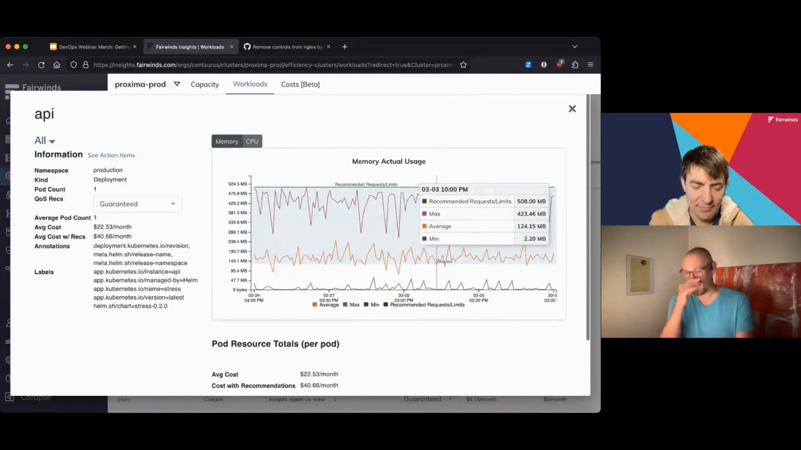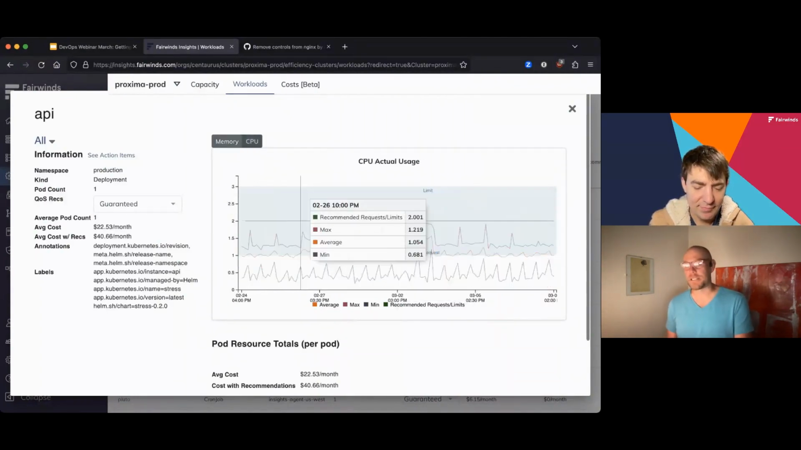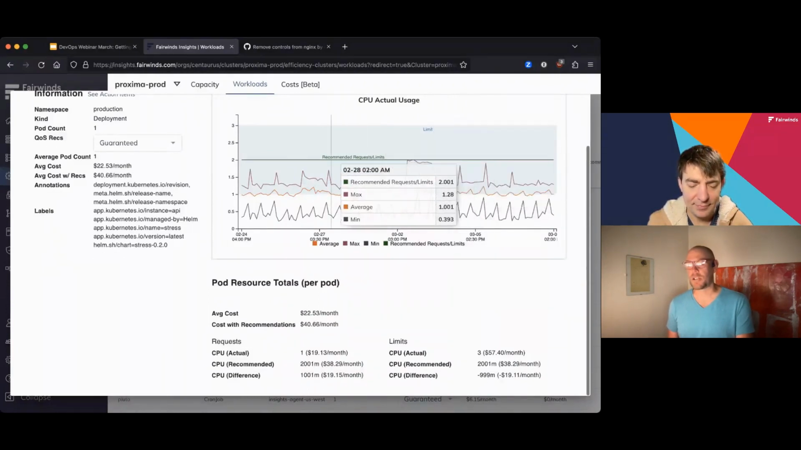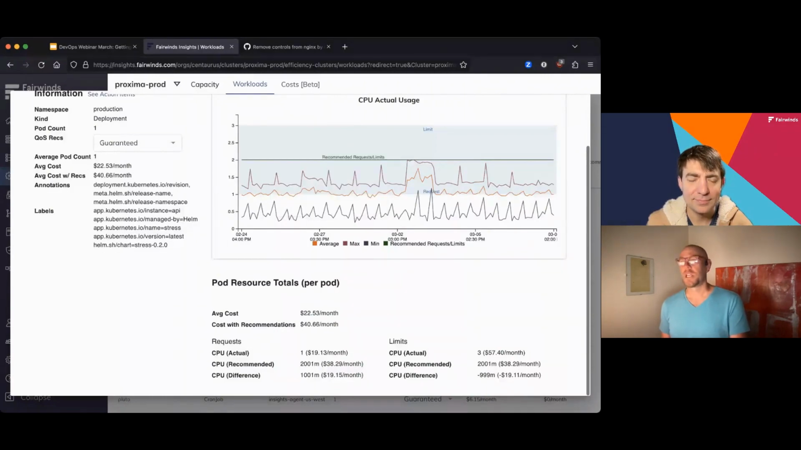So this is where we make this really obvious, what is actually being used, what isn't, and we make suggestions for how to go in and tweak that. And that's memory, that's CPU. We collect that over time. So here's the request, here's the limit, and here's where our recommendations are. Does that make sense? That's based on the quality of service.